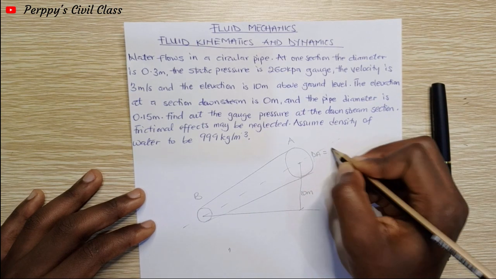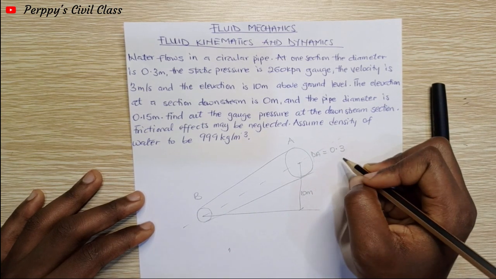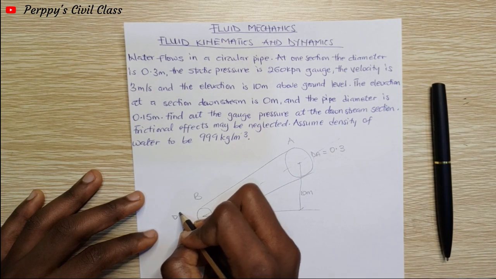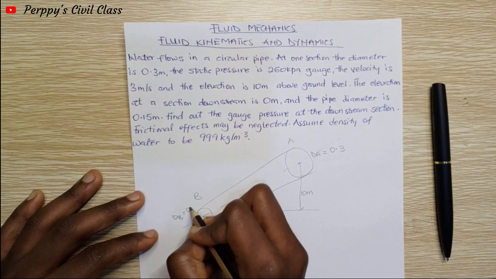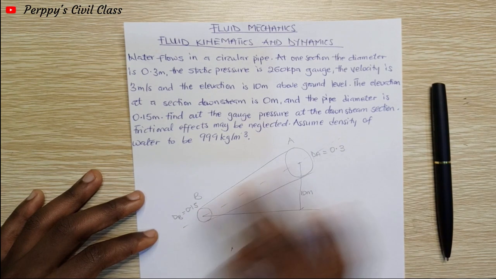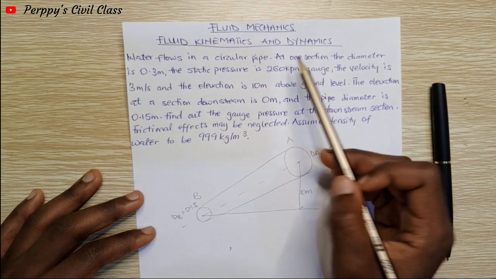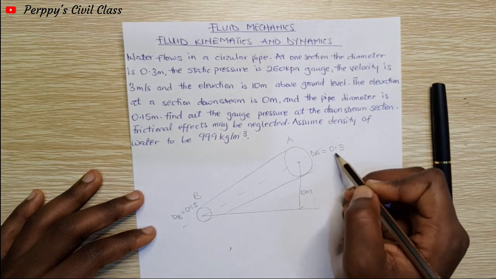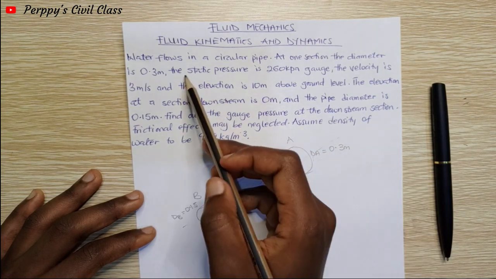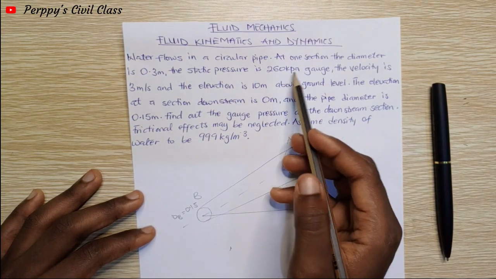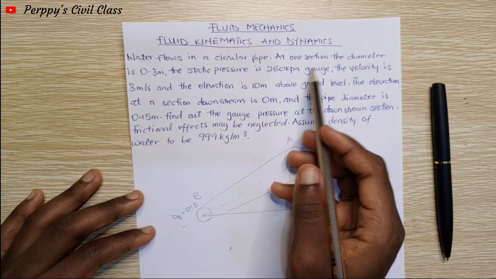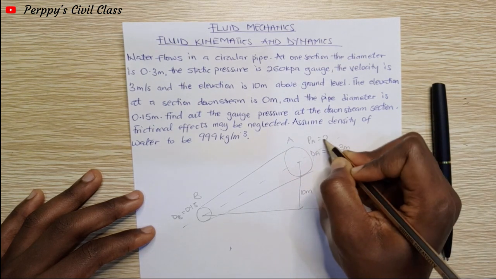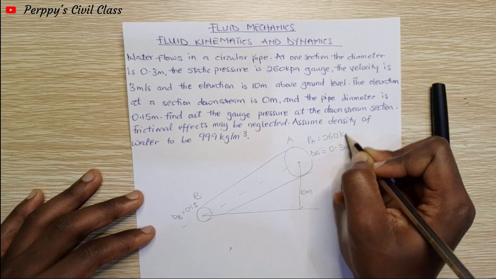The diameter at A was part of the question, 0.3, and the diameter at B to be 0.15. So at one section, the diameter is 0.3 meters. Then the static pressure is 260 kilopascal gauge. So pressure at A is equal to 260 kPa.